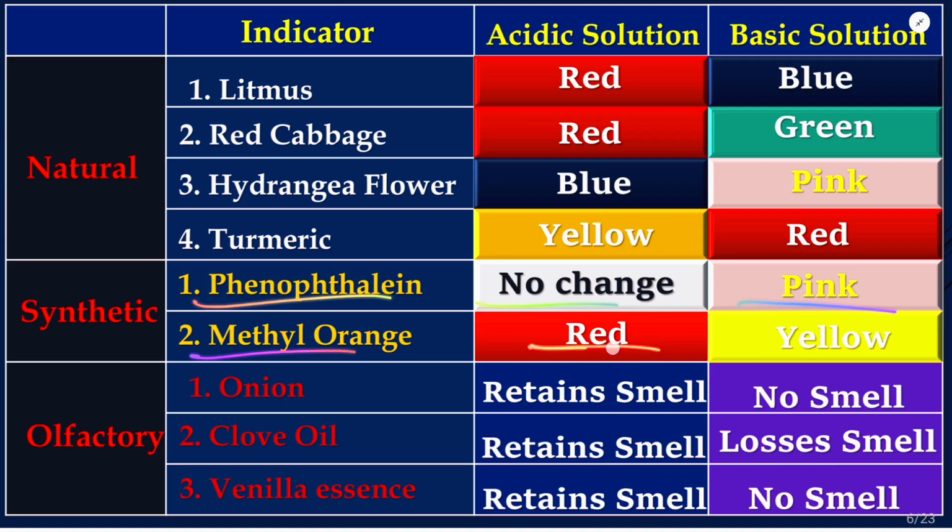Methyl orange: in contact with acid red, and in contact with base yellow. Next, onion: retains smell in acid, and in contact with base no smell. Clove oil: retains smell in acid and loses smell in base. Vanilla essence: retains smell in acid and no smell in base.